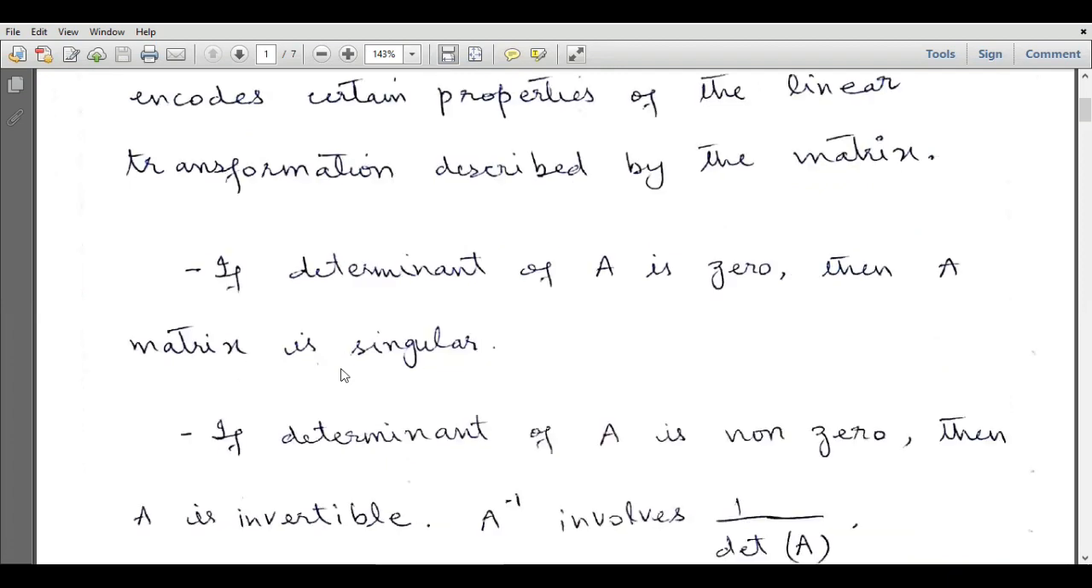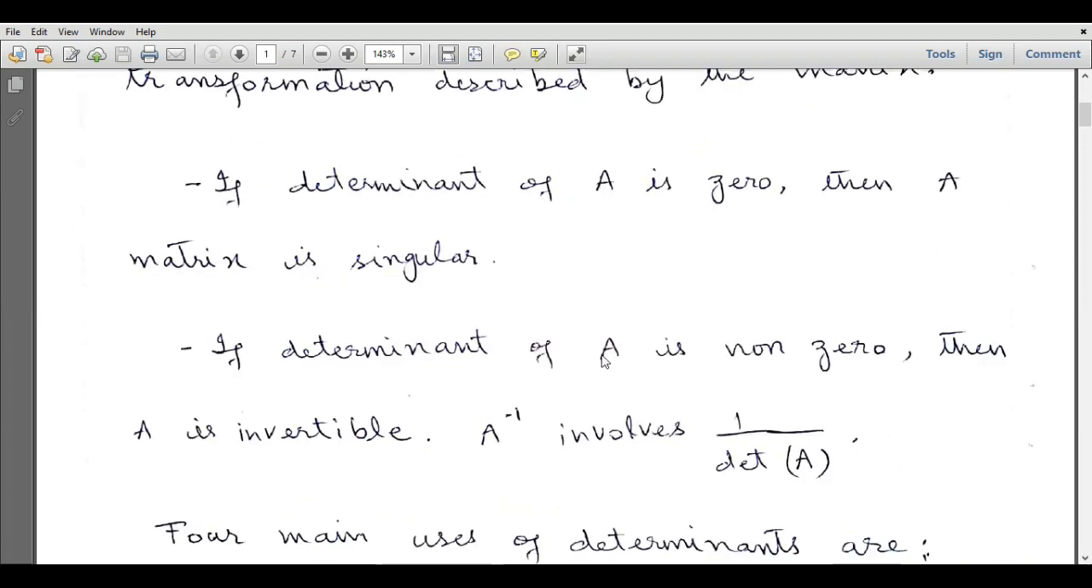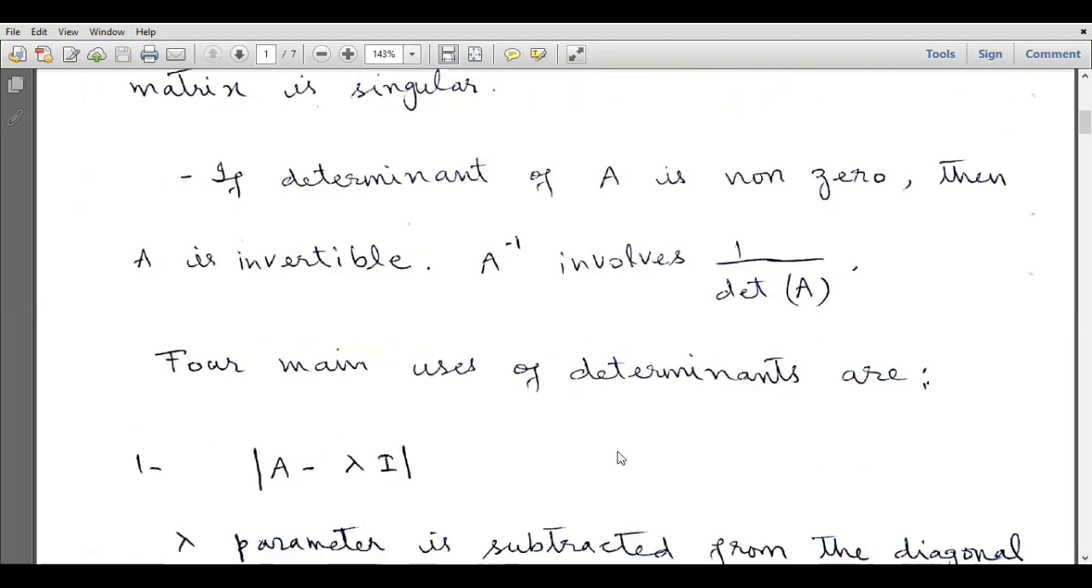This is one thing. And if the determinant of a matrix A is 0, then A matrix is called singular matrix. And if the determinant of the matrix A is non-zero, then A matrix is invertible because the inverse of any matrix A involves 1 divided by determinant of A. So in order for a matrix to be invertible, the determinant should be non-zero.